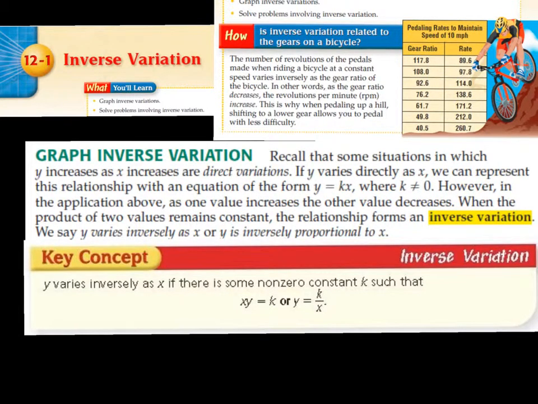Y varies inversely as x if there is some non-zero constant k such that either y equals k over x or xy equals k. In your Algebra 1 book it has just the first form, xy equals k. I prefer the second one because it looks more like what we already had for direct variation. With direct variation it was y equals kx, so for inverse variation it's y equals k divided by x.